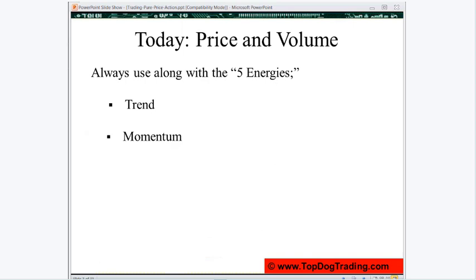Okay, so if you're getting in late in an old trend, yeah, you're buying in the direction of the trend, but it's no longer your friend. So that's one solution, timing how early or late you are in the trend. The second solution to that problem is the second energy, momentum.